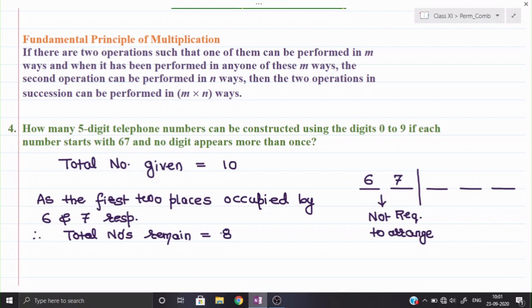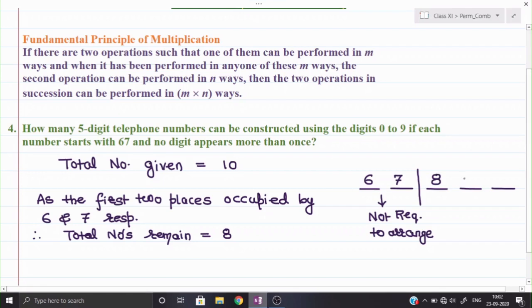So now you see, I was asking at that time about the first place, if I want to arrange this particular place I am talking about. So for this place, how many numbers are available now? Numbers available here are 8, because 6 and 7 are utilized and we cannot use a number more than once. So that particular place can be arranged in 8 ways.